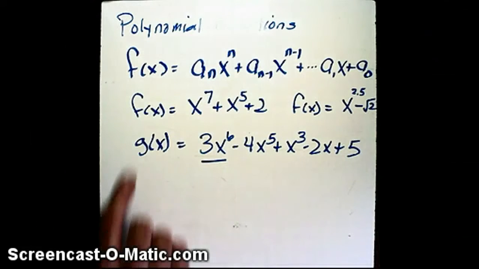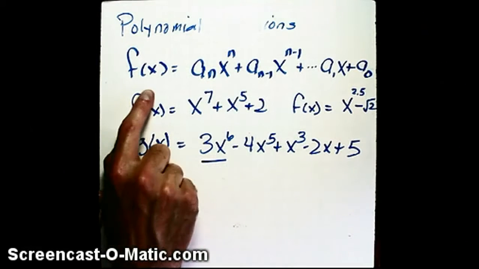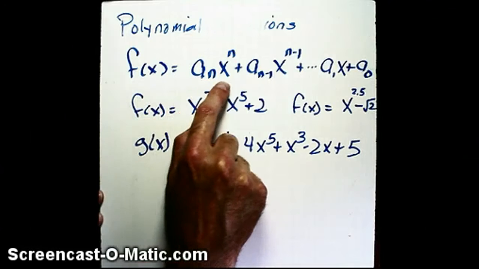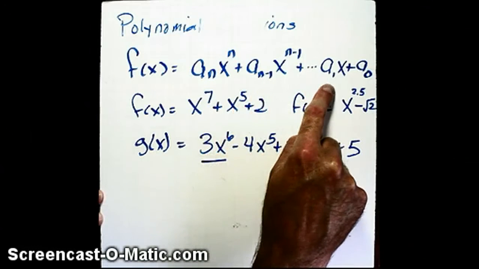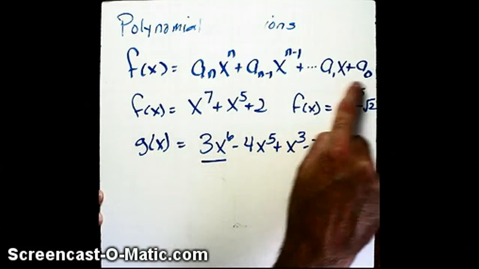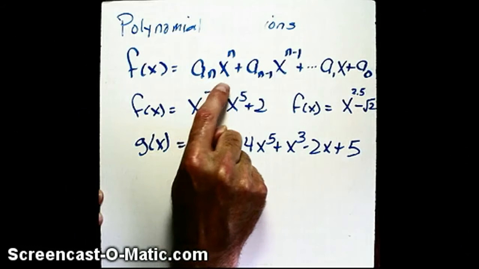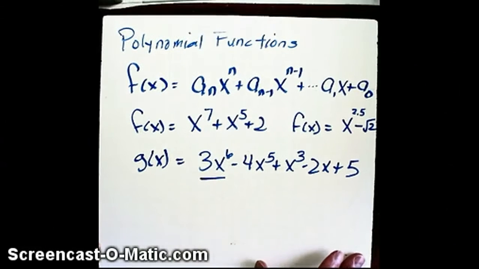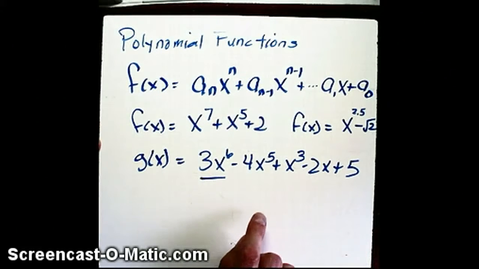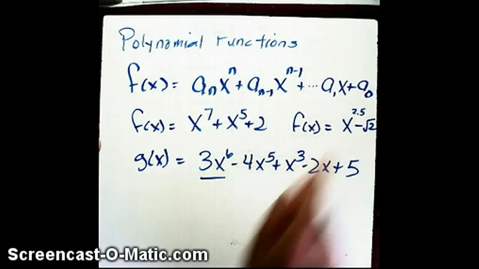Polynomial functions have this form. Notice here, f of x is equal to a sub n x to the n plus blah blah, and then a sub 1 x, and then a sub 0. This is my leading term because the power of the x is the highest. Also, the last term is my constant. There's no x value next to that.